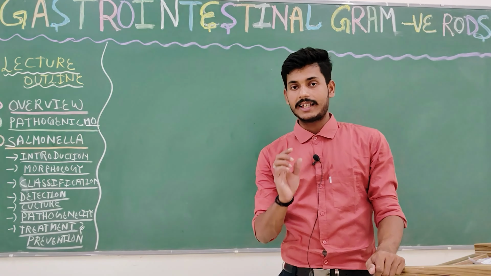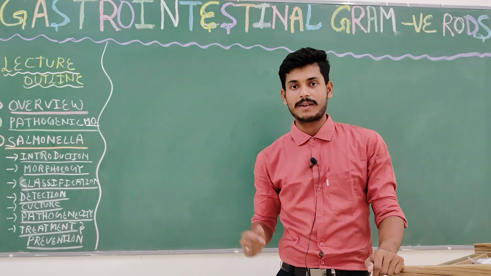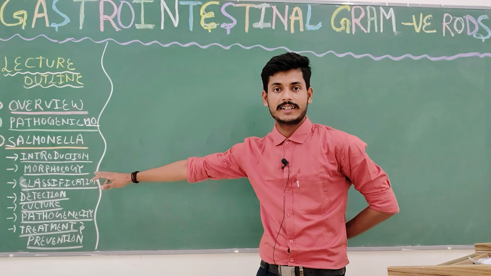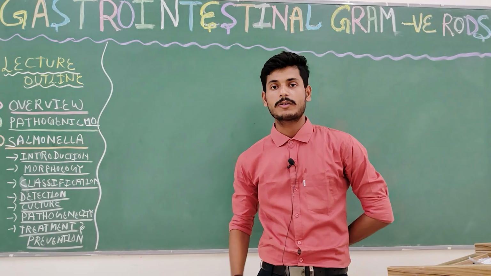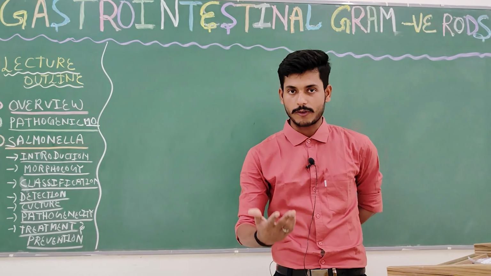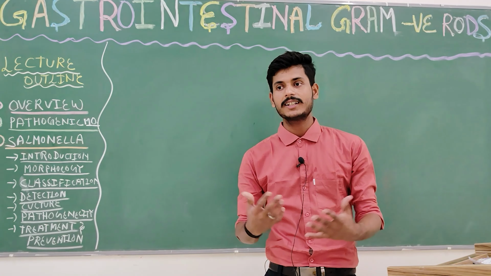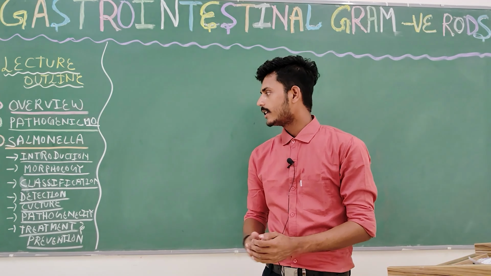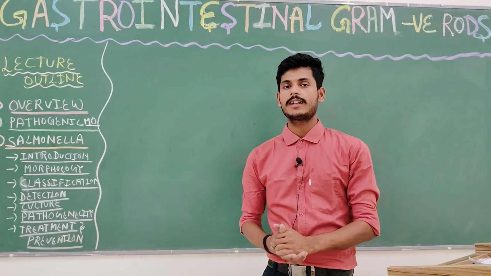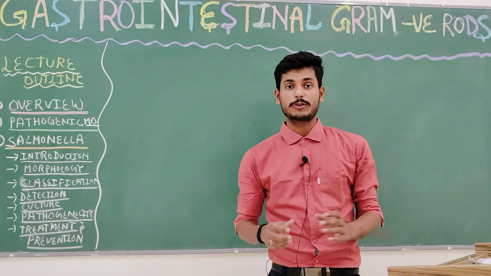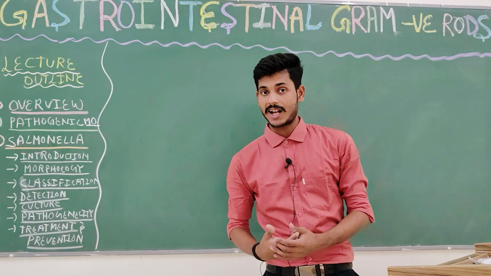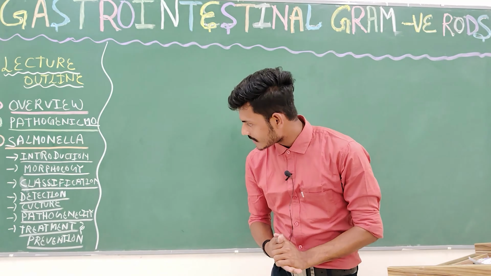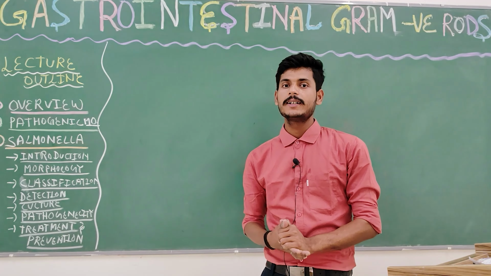And remember, the pathogenic organisms are described under the following subheadings. They are described first in terms of their introduction. Then we will talk about their general appearance, meaning their morphology. Morphology means the external appearance. Then we are going to discuss their classification. Then we will discuss the detection. Then culture and growth. And then their pathogenicity, in which way they are harmful, how they invade our body. And at last, we will discuss the treatment and the prevention.